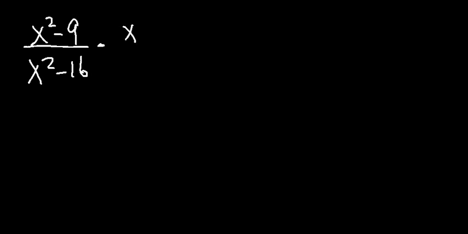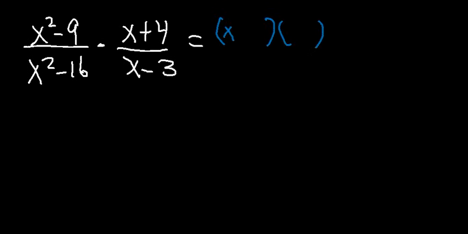So here's our next problem. x squared minus 9 divided by x squared minus 16, times x plus 4 divided by x minus 3. So let's factor x squared minus 9. This is the difference of perfect squares. So the square root of x squared is x, and the square root of 9 is 3. And then we just got to add a plus and a minus.